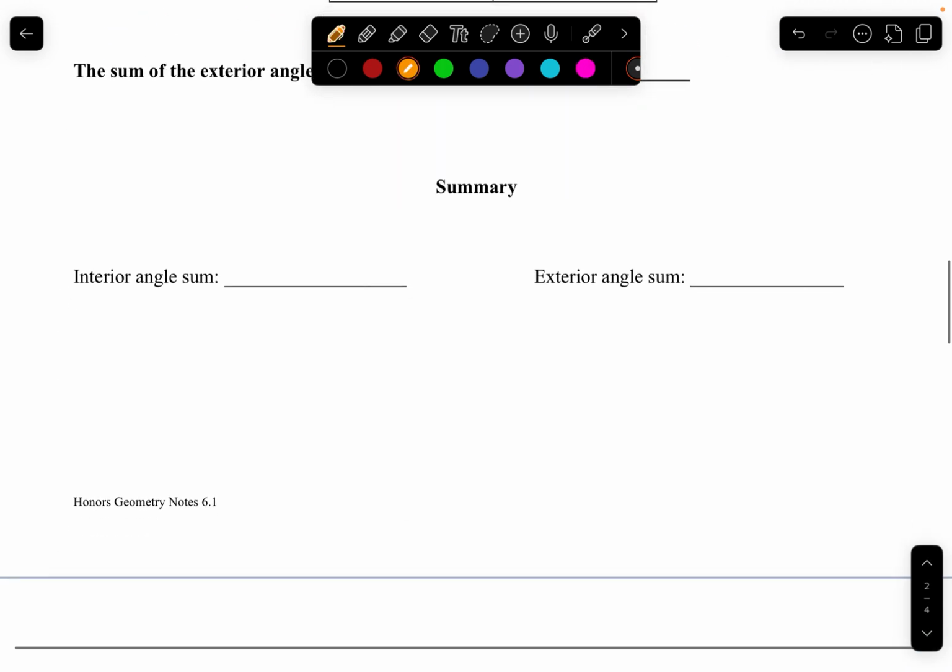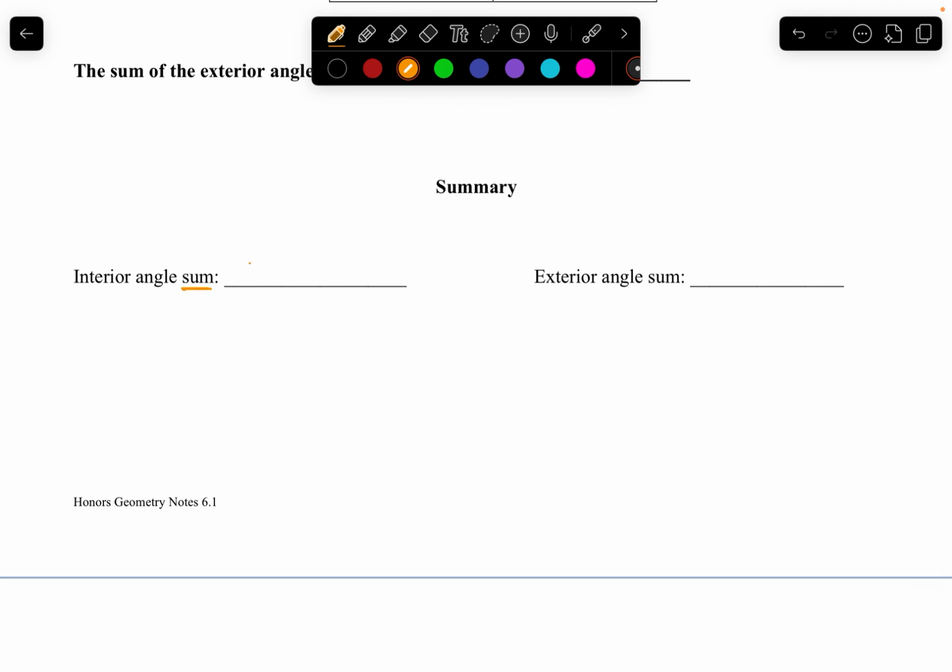So, two pieces of important information. My interior angle sum is 180 times n minus 2, and my exterior angle sum will be 360 degrees all the time.